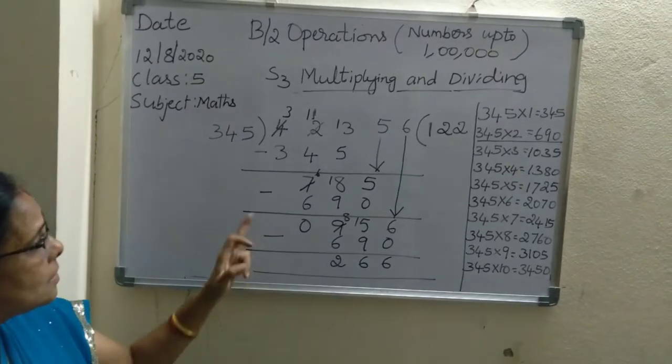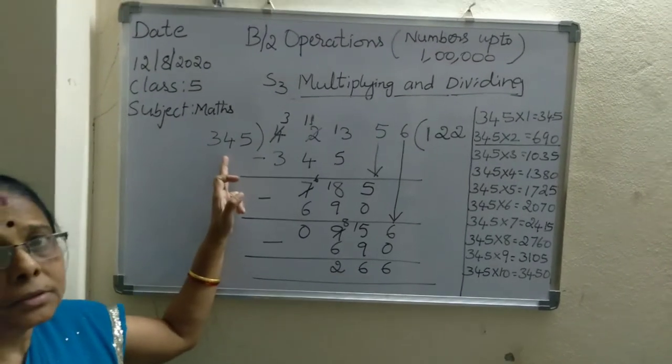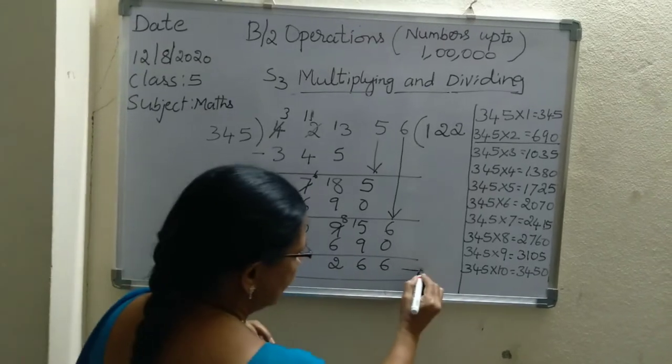This is the answer. This is a small number. We can't divide with 345. So this is the remainder.